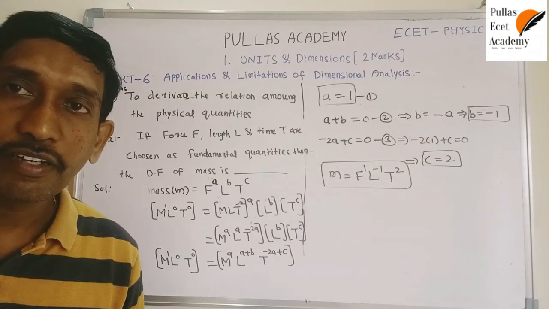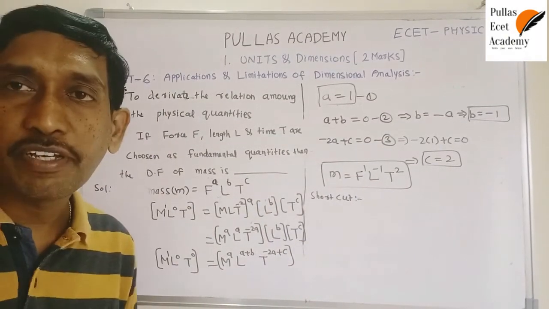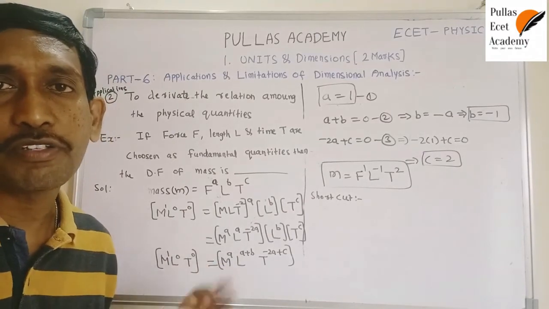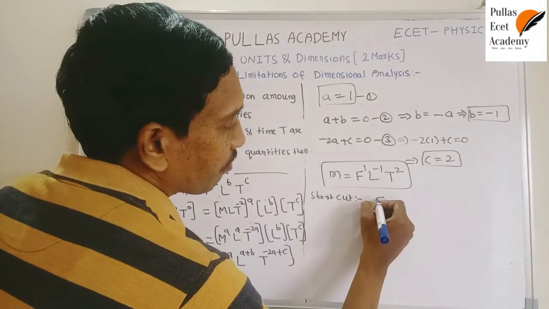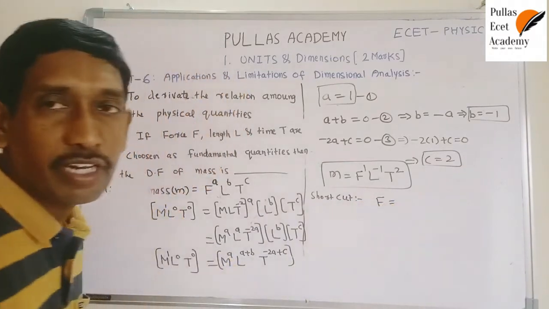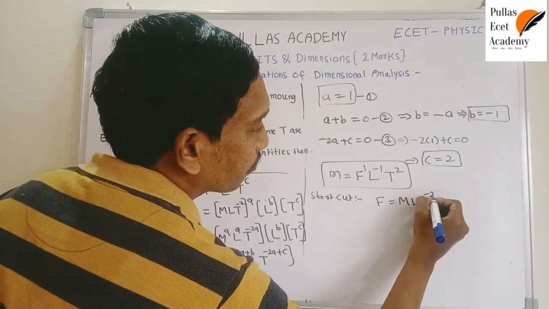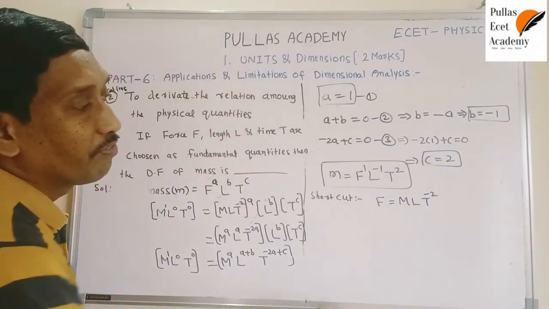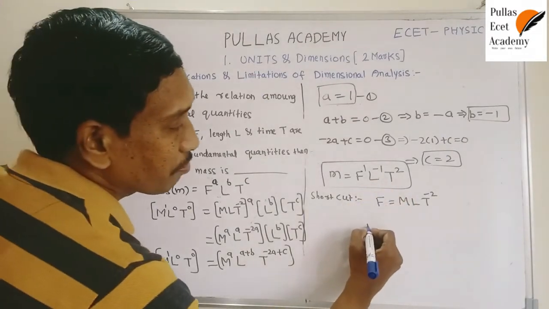Okay, is it clear? Actually, this is the original procedure. We also have a very short method here. What is the shortcut? Actually, we know the dimensional formula of force. According to it, F is equal to M L T power minus 2. This is the dimensional formula. We need the dimensional formula of mass, so write M as the subject.